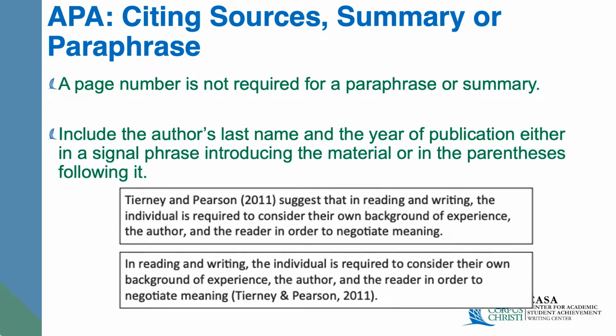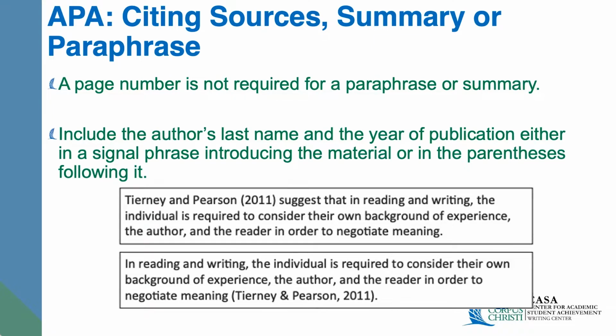In a narrative citation, if you have multiple authors, you will use the word and, A-N-D: Tierney and Pearson, 2011. However, if you're using the parenthetical citation, you're going to save a couple of characters and use the ampersand, the little and symbol: Tierney and Pearson, 2011. You will not use the ampersand in a narrative citation, and you will not use the word and in a parenthetical citation.